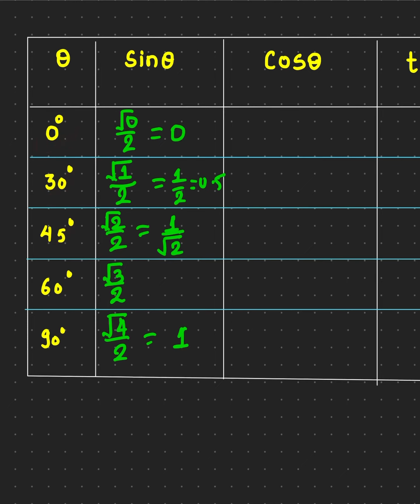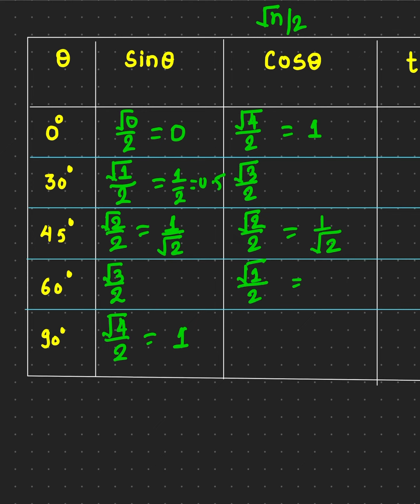And now let's do the cosine. Cosine also follows the same pattern, root n over 2, but in decreasing order. That means first you have to do the square root of 4 divided by 2, and you will get 1. Then the square root of 3 divided by 2. The square root of 2 divided by 2, you will get 1 over the square root of 2. Then the square root of 1 over 2, you will get 1 over 2 here. And the last one is the square root of 0 divided by 2, and you will get 0.